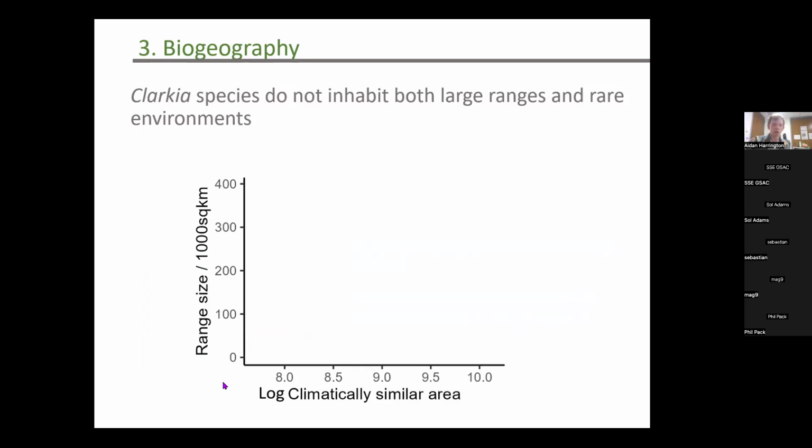And we find that Clarkia species do in fact show evidence of this boundary effect, where they do not inhabit both large ranges and rare environments. So you can see where there are rare environments, there are no large range species, but as the environments become more common, we see greater variation. Some species can have large ranges, some can have small ranges. And this effect seems to be driven, in part at least, by these polyploids that have large ranges.